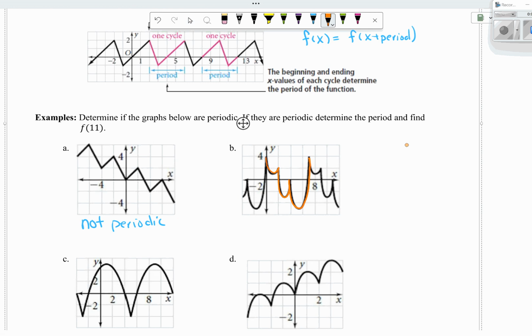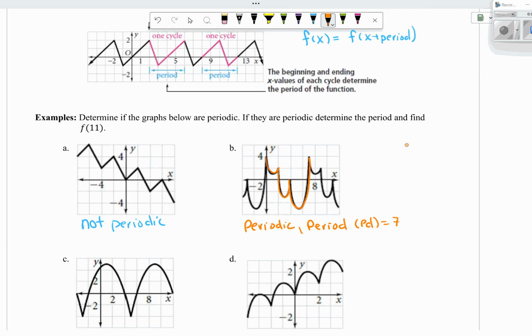It looks like our x-axis scale is going by 2s. So since it's in the middle, it looks like that is 7. So this is periodic, and the period of the function is 7, which I often abbreviate as PD.